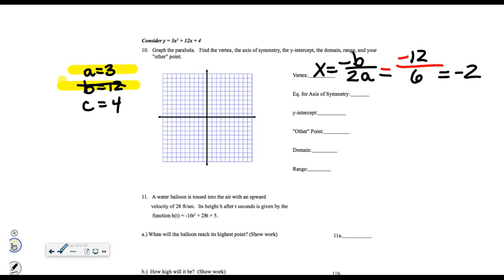You're not done. My vertex is at -2 comma, so I know I need to go 2 to the left, but I don't know where I'm supposed to go here. Do I go 5 up, 6 down? Who knows? How do I figure that out? I go to my calculator.